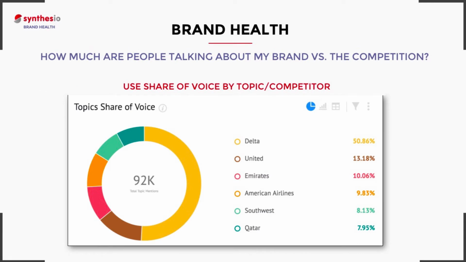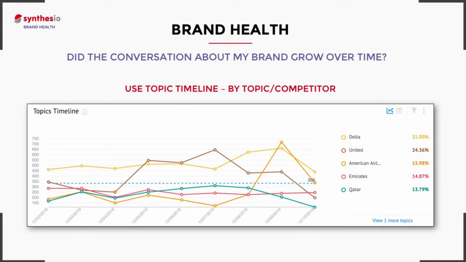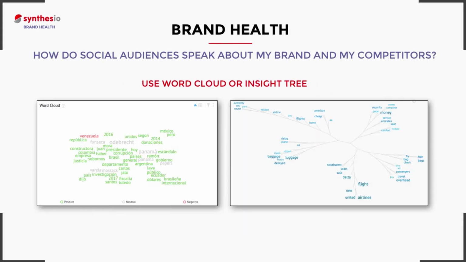Easily visualize which brand has the most mentions by using the Topic Share of Voice widget. Use filtering to narrow the scope of data and look at it from a different angle. Use the Topics timeline to identify changes in share of conversation over time. Click into any point on the timeline to dive into details to understand what causes peaks and valleys.